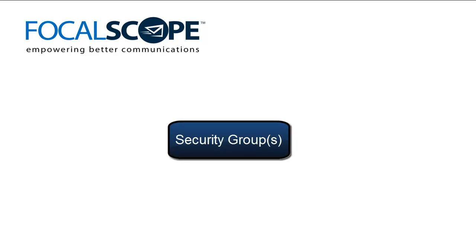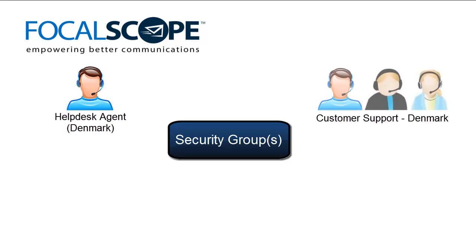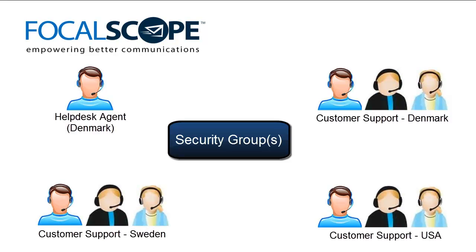In previous videos, we have walked through the process of setting up a new user in FocalScope, Jason Jones, a help desk agent responsible for the Danish market. We have also set up a ticket box for Jason and his colleagues to communicate with customers. But what if we have many help desk agents handling many different countries and nations, but we want only Jason and his teammates to be able to see the customer support Denmark ticket box? This is a job for security groups.